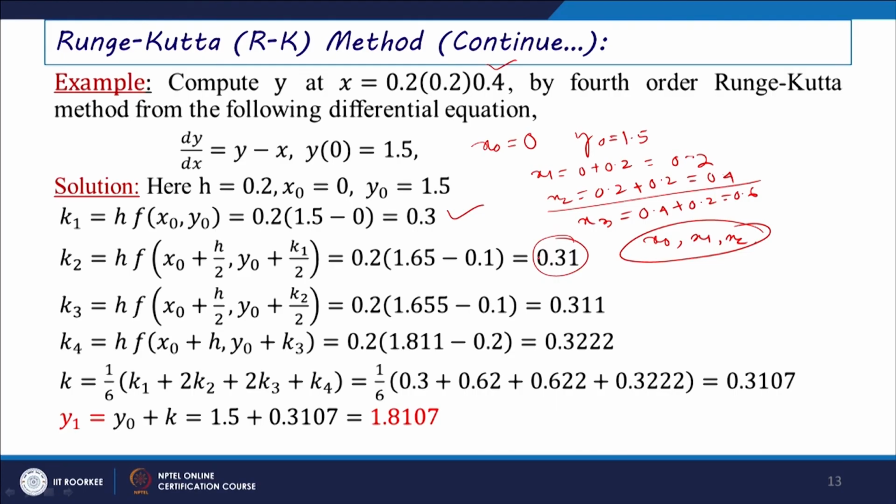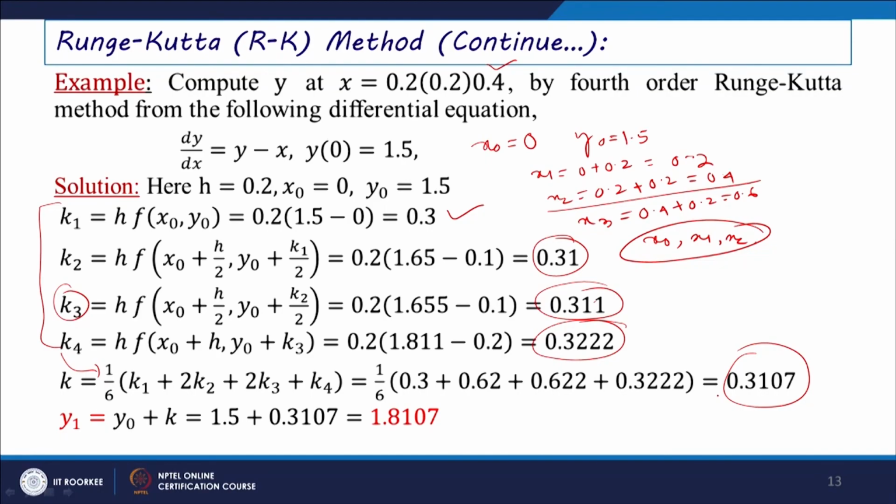Then for computation of k3, we consider h f of x0 plus h by 2, y0 plus k2 by 2, and we write this value as 0.311. Then for further improvement, if we implement this k3 value in k4, we find the value as 0.3222. Finally, after combining all four terms, the final improvement is 1 by 6 times k1 plus 2 k2 plus 2 k3 plus k4, and the value is 0.3107 here. So y1 can be written as y0 plus k, that is 1.8107 here.